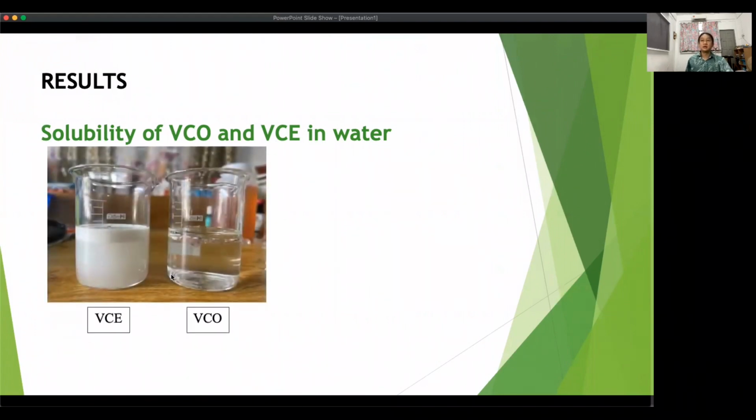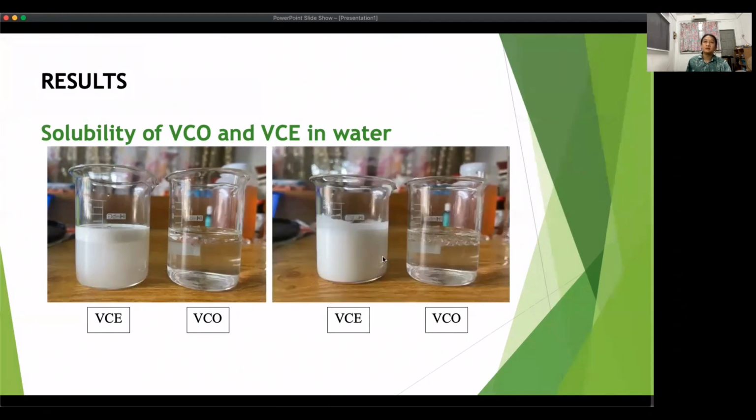So this one is before mixing the VCE and VCO. VCE is clearly showing solubility already in water, and VCO is clearly not soluble. It just floats on the water. And then next, when VCO has been mixed a little bit, VCE is clearly seen totally dissolved in water, and VCO didn't dissolve at all, but it forms a micelle on the top of water.